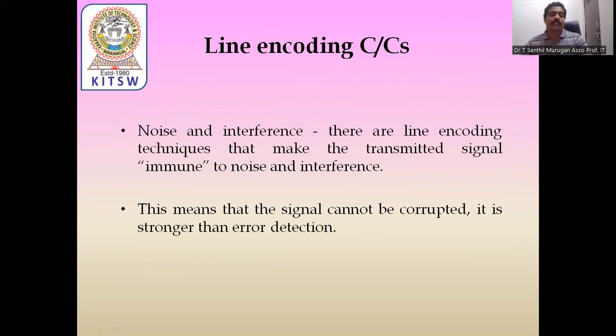Next one is noise and interference. There are line encoding techniques that make the transmitted signal immune to noise and interference. This means the signal cannot be corrupted. It is stronger than error detection.